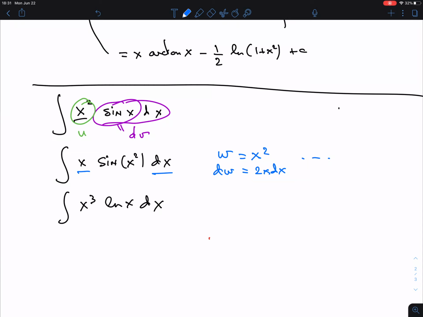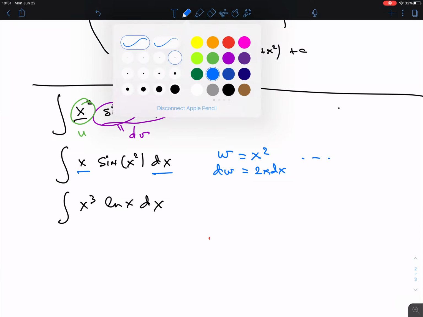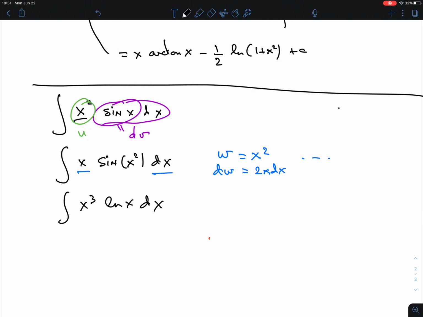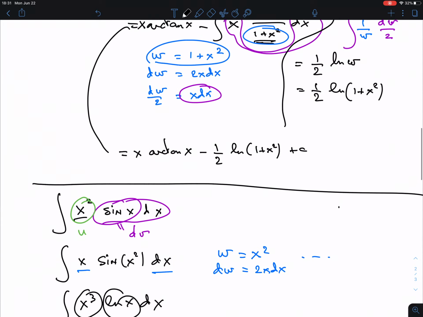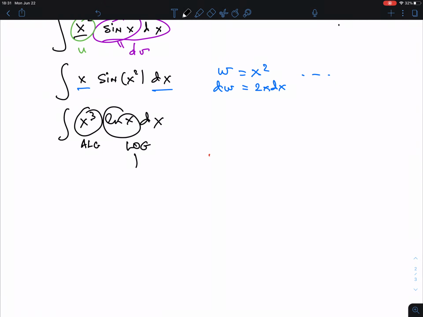And so let's now look at the last one. I'll work that one out. Go back to our ILATE. This is algebraic. This is logarithmic, the logarithm. If you look at the scale, logarithms are above algebraic, so this will be u, this will be dv. Okay, that means that u is ln x, and then dv is x cubed, which is an algebraic, right? It's the power of x. And then don't forget that dx always comes with it. So that was step 1.